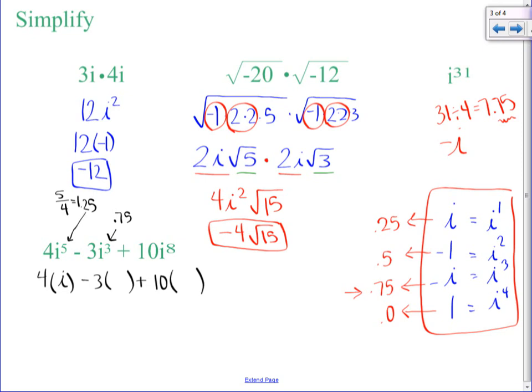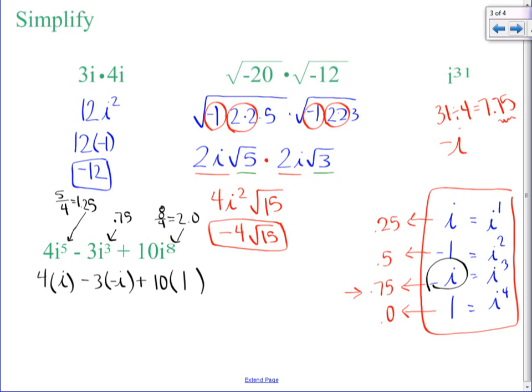Okay, so that's where the 0.25 came from. That's why we picked the top row. 3 divided by 4 is 0.75, so we're going to replace it with negative i. 8 divided by 4, we get 2. So which one is that? The bottom one, because 2 is 2.0. Okay, so we're going to replace it with 1.